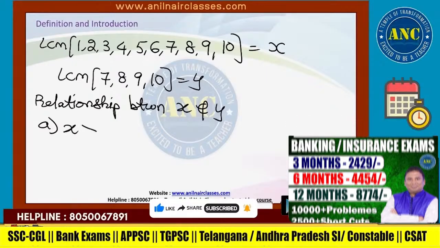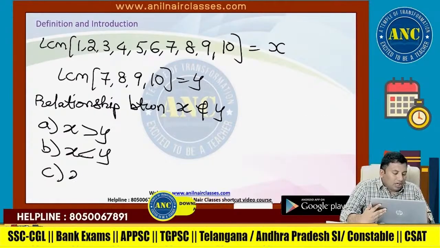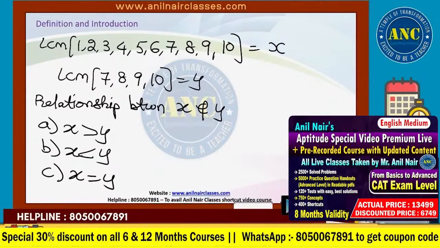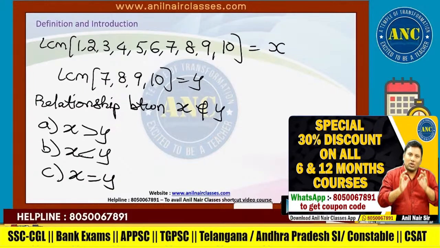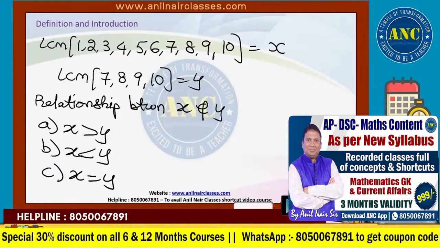Three options are given. First, X is greater than Y. Second, X is less than Y. Third, X is equivalent to Y. LCM of 1, 2, 3, 4, 5, 6, 7, 8, 9, 10 is X. LCM of 7, 8, 9, 10 is Y. What is the relationship between X and Y?